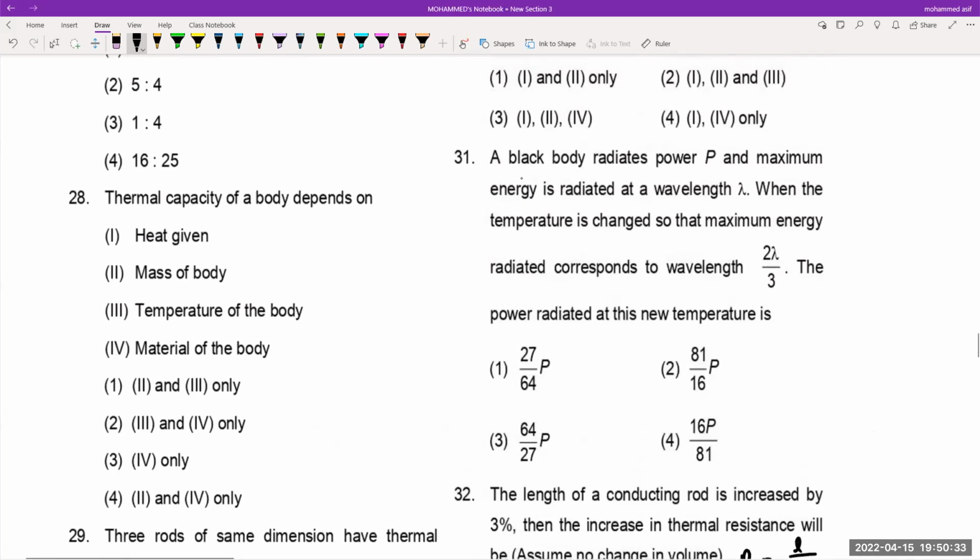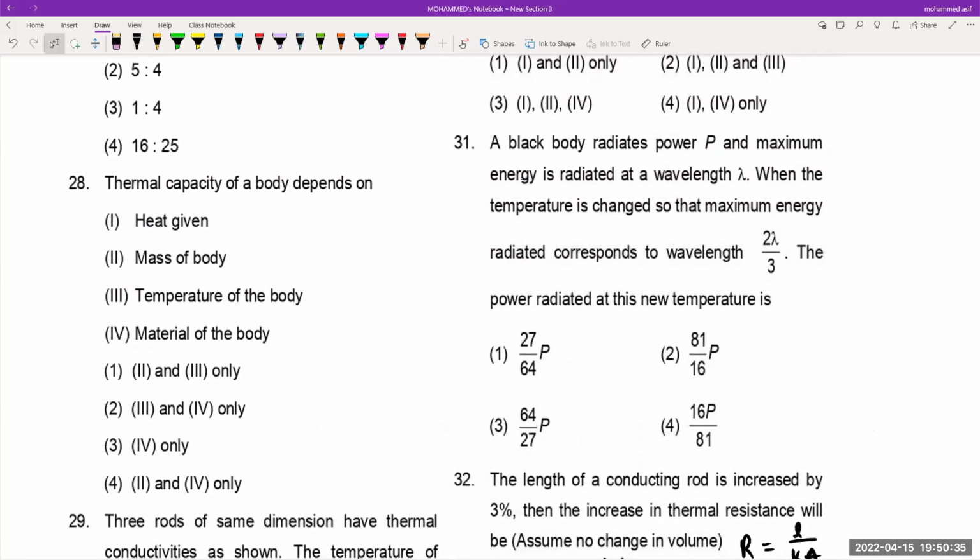चलो क्वेश्चन नंबर 31 देखो बेटा. A black body radiates a power P and maximum energy is radiated at a wavelength lambda. When the temperature is changed so that the maximum energy radiated corresponds to a wavelength of 2 lambda by 3, the power radiated will be equal to how much? कितने जनों का आया बेटा? कितने जनों का आया फॉर्मूला?